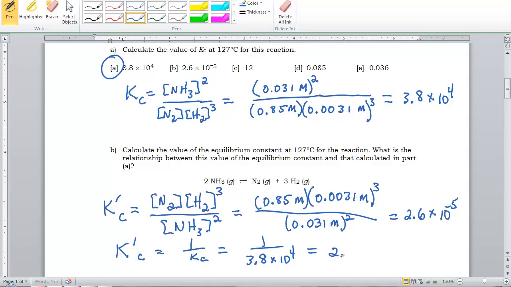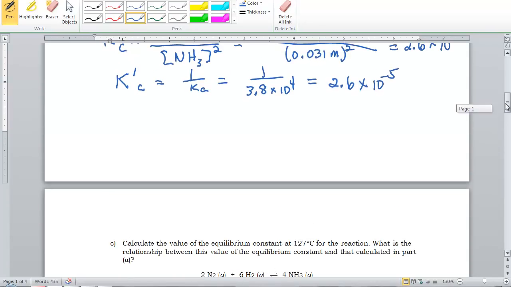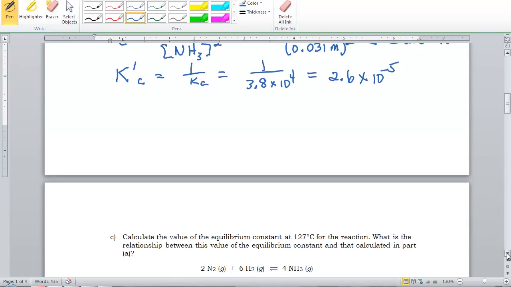And we do end up with the same answer, 2.6 times 10 to the negative fifth. Okay, so double check that. But that's something you should know. Reversing the direction, the new equilibrium constant is the reciprocal or inverse. All right, let's keep cranking with this.